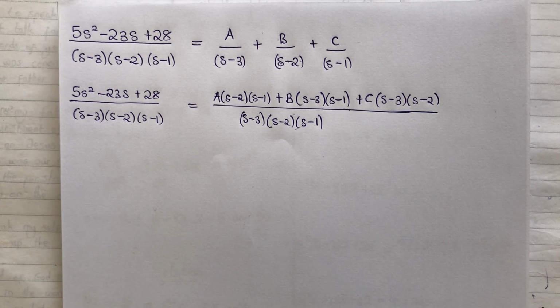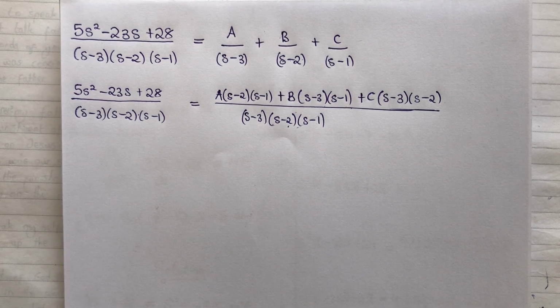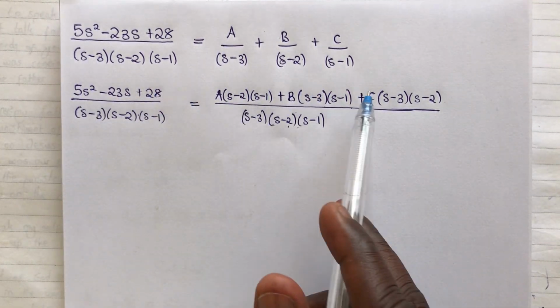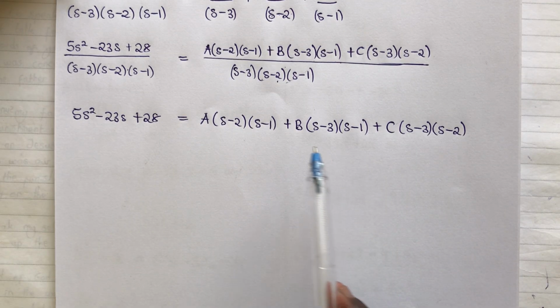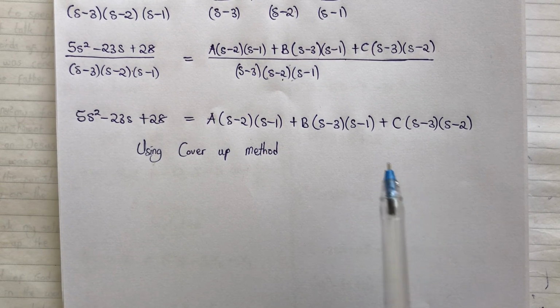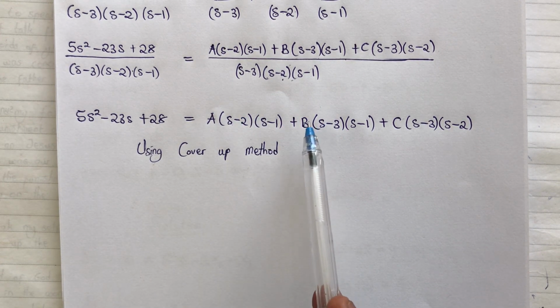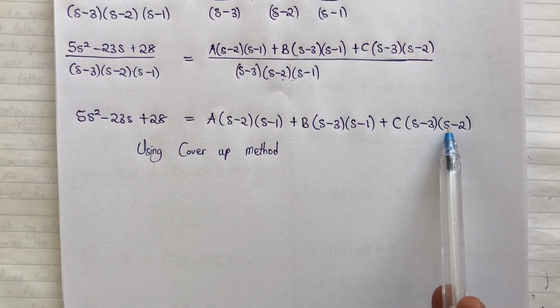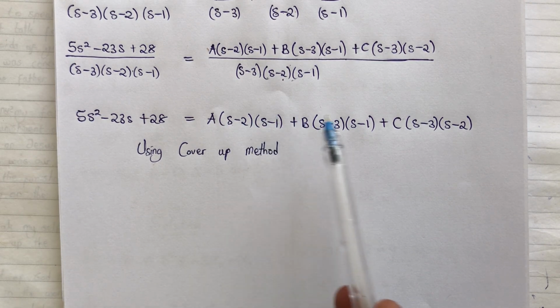Now listen, compare the denominators. This and this are the same, so we don't need them. We equate the numerators. So equating the numerators, everything here must be equal to everything here. Whatever we have in the brackets is very simple for us to solve. We can use the cover-up method. Cover-up method means if I make S to be 2 here, I can make A to be 0 and I can find B. Don't forget, if S is 2 here, C too will be 0. So we can pick any of these brackets and equate it to 0.